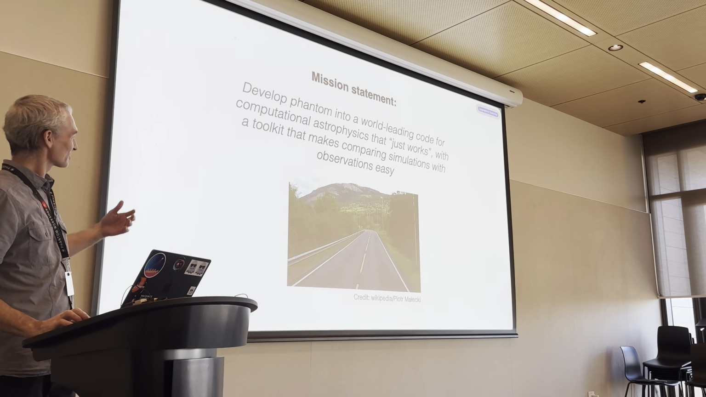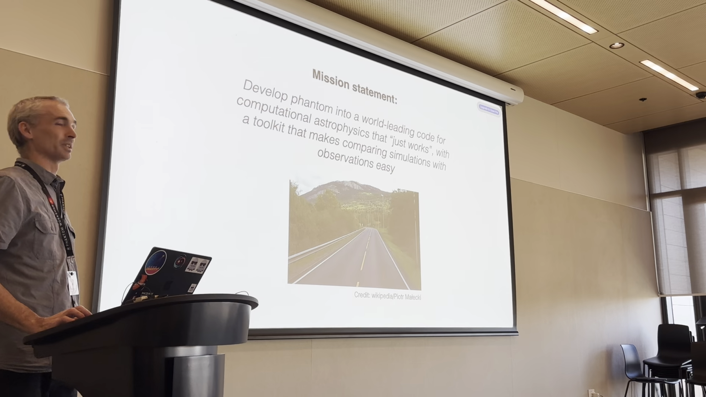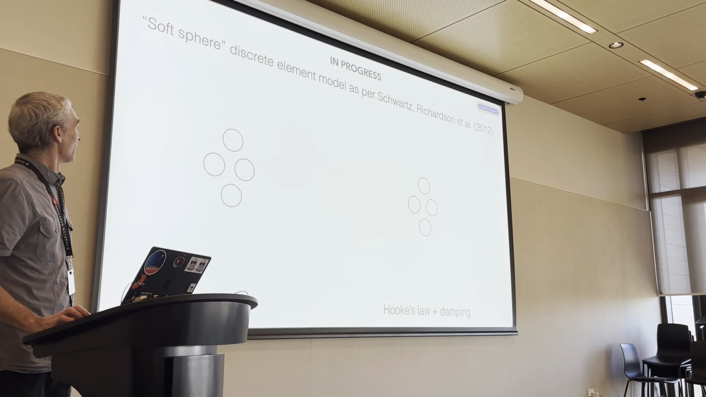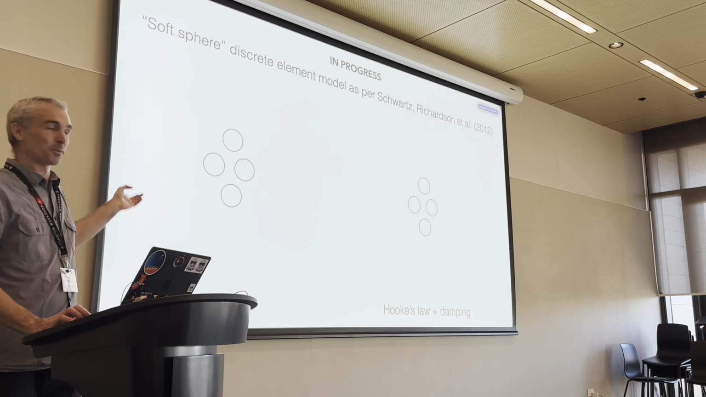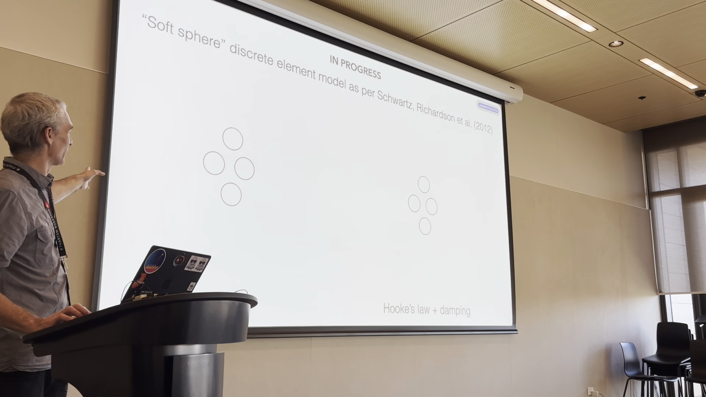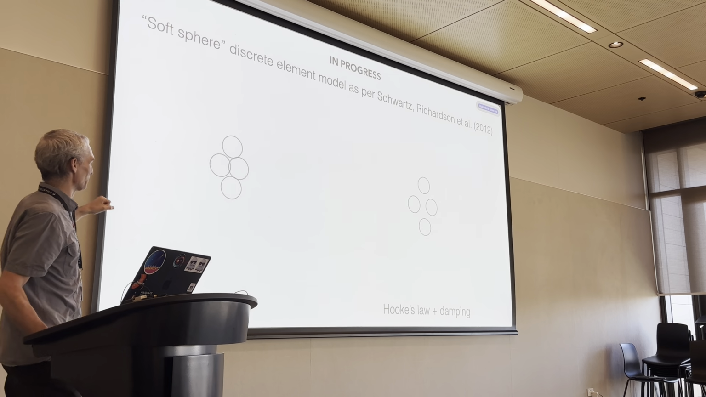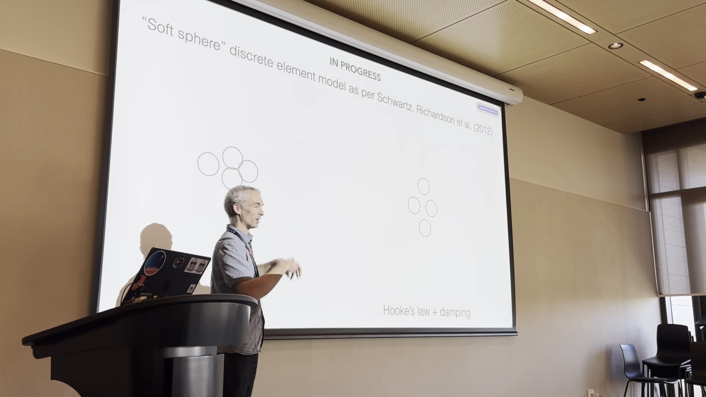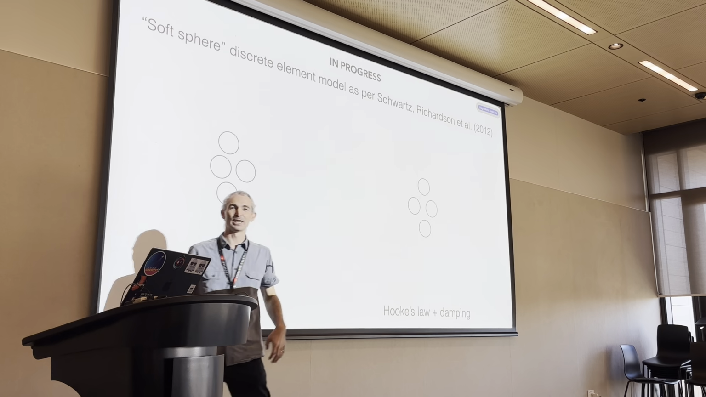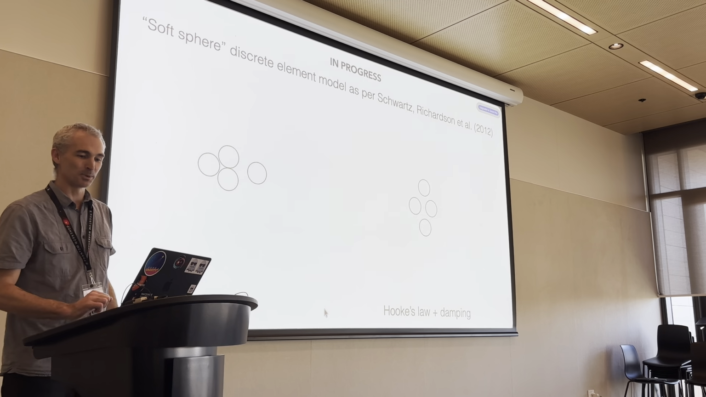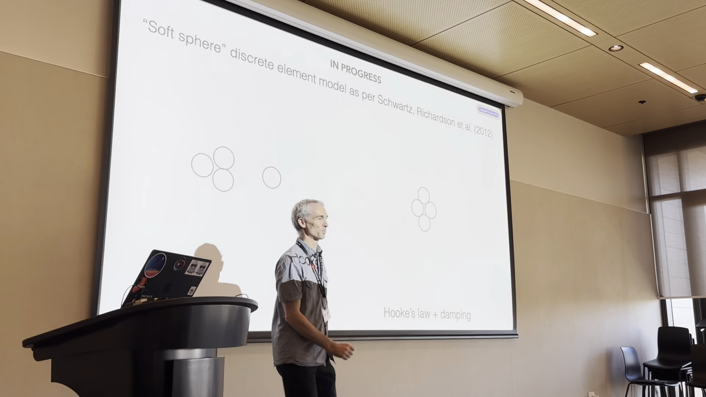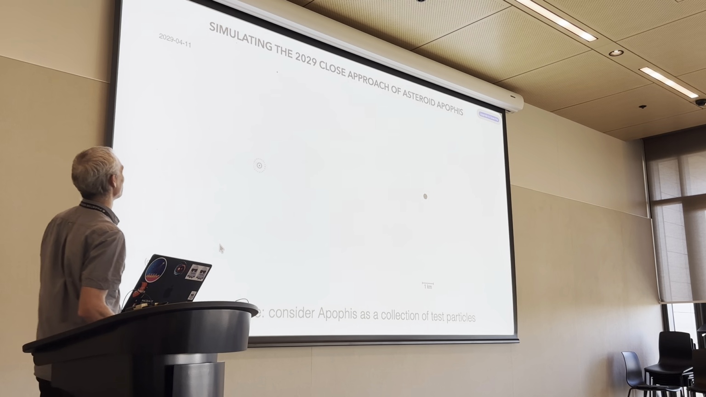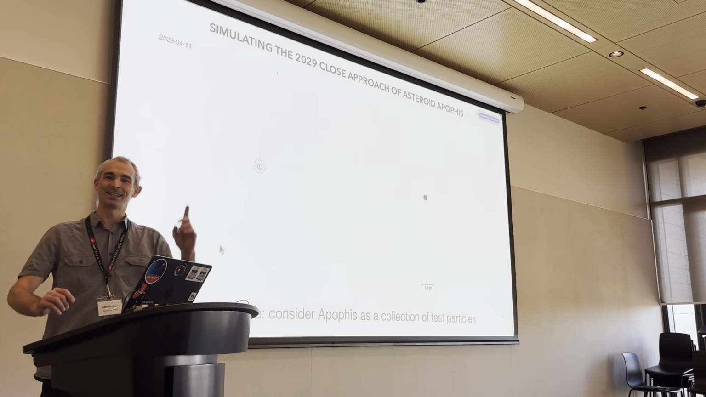What's next? Our game is always to enable that simulation-observational comparison. I'll flag a couple of things we've been working on. One is the discrete element method, where you have a bunch of particles which are basically non-intersecting spheres. It's been used to study asteroids. Why do we want to study asteroids? Because one is about to hit the Earth in 2029, or not quite hit the Earth.